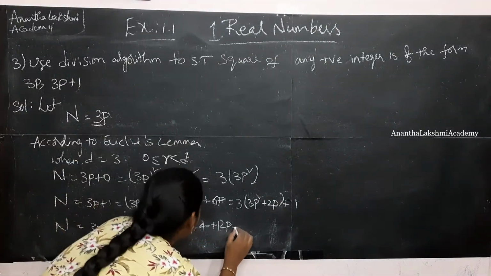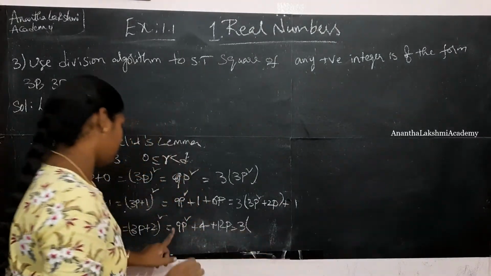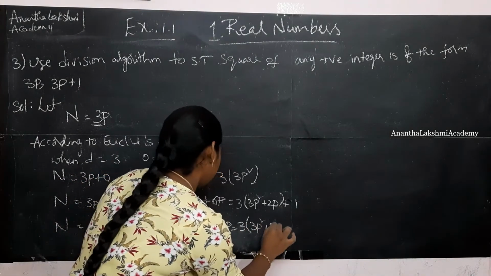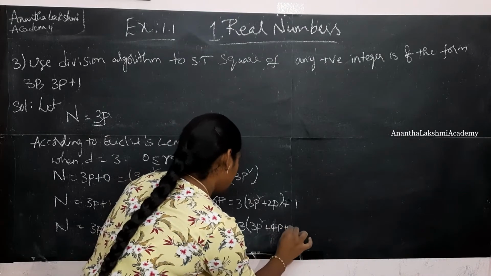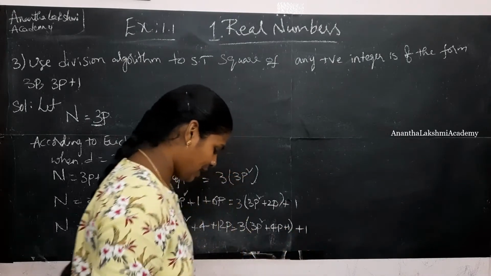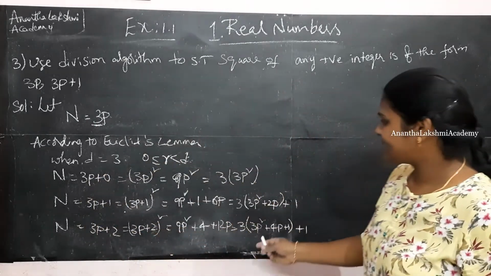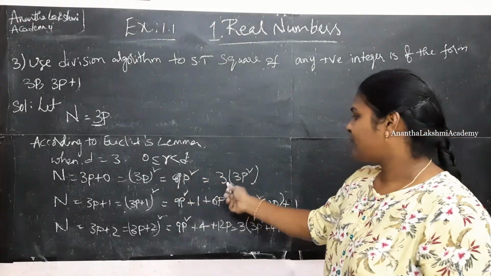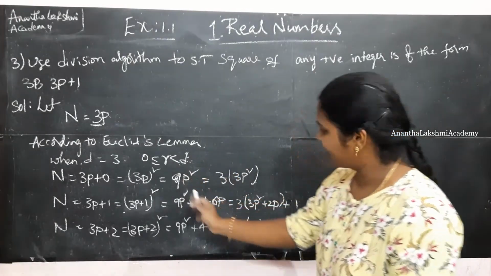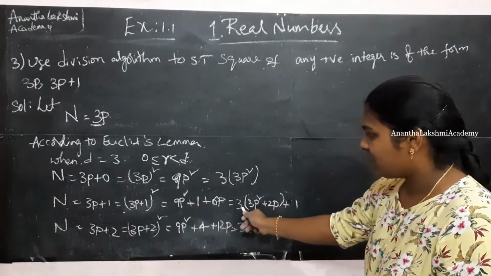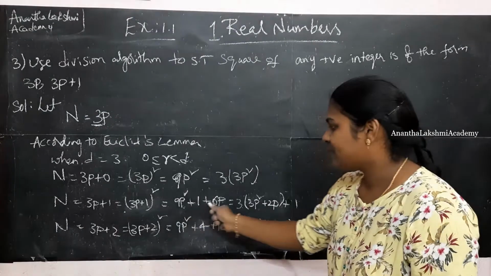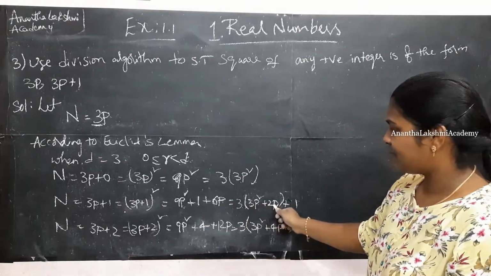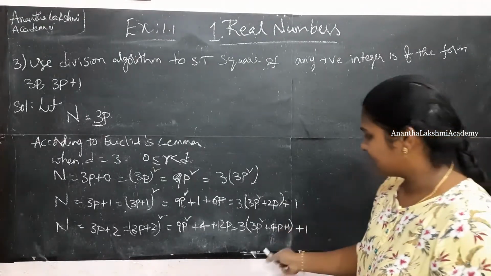Okay, now this can be written as 3 into 3p square plus 4p plus 1 plus 1. Let me explain this in detail. I have taken 3p common, so 3 common and this is 3p square. Now among these two terms, 9p square plus 6p, I have taken 3 common. That becomes multiplied with 3p square plus 2p, and plus 1 as it is.